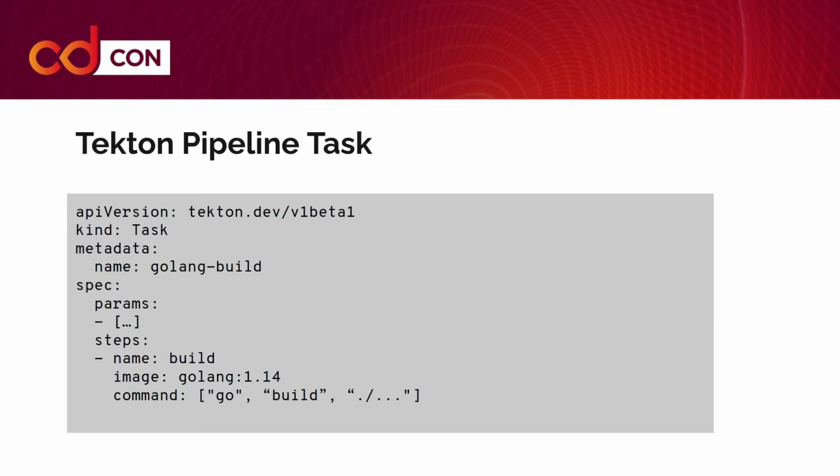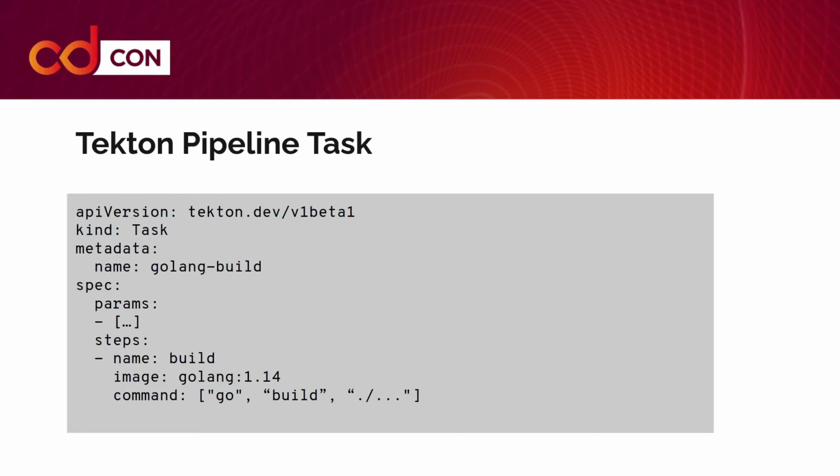Here we show just the parameters, so you can define a set of parameters that the pipeline run or the task run will need to specify when executing this task. So this can be things like the folder you want to be in, the tag, your image, etc. It can be anything. You can pass either strings or arrays.